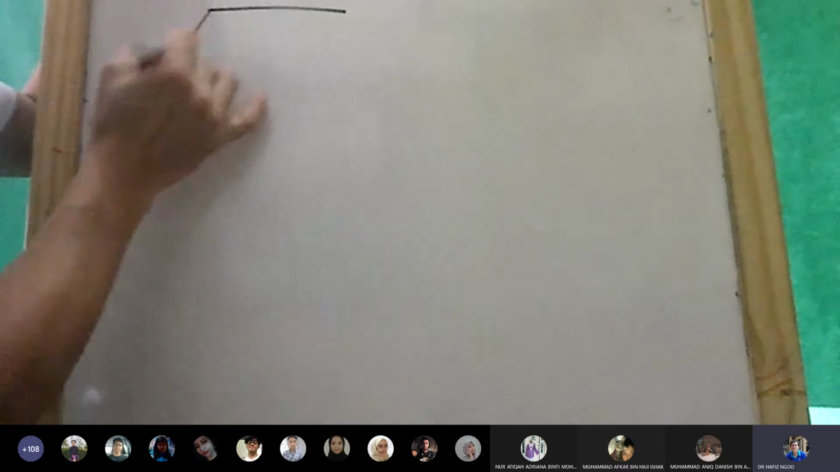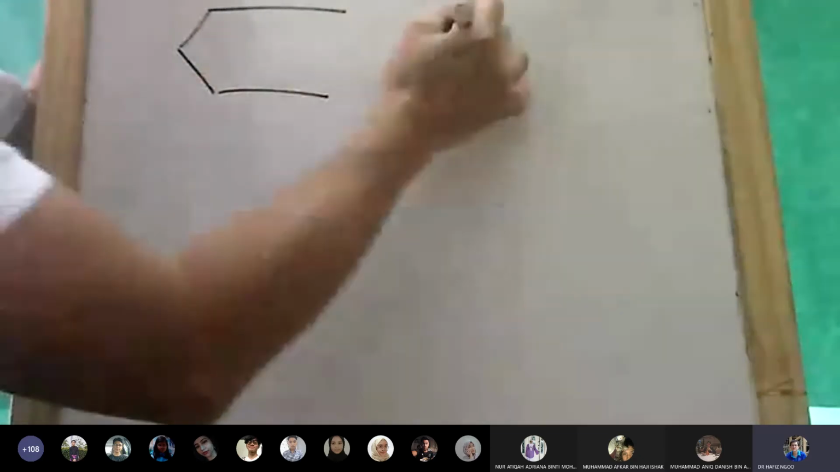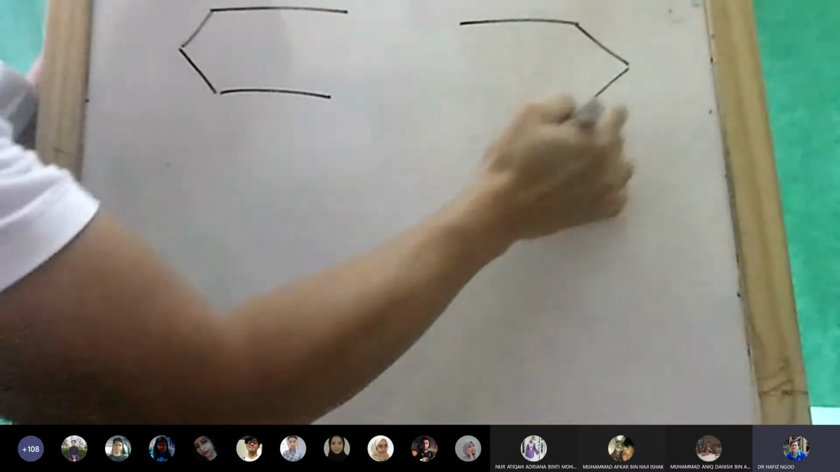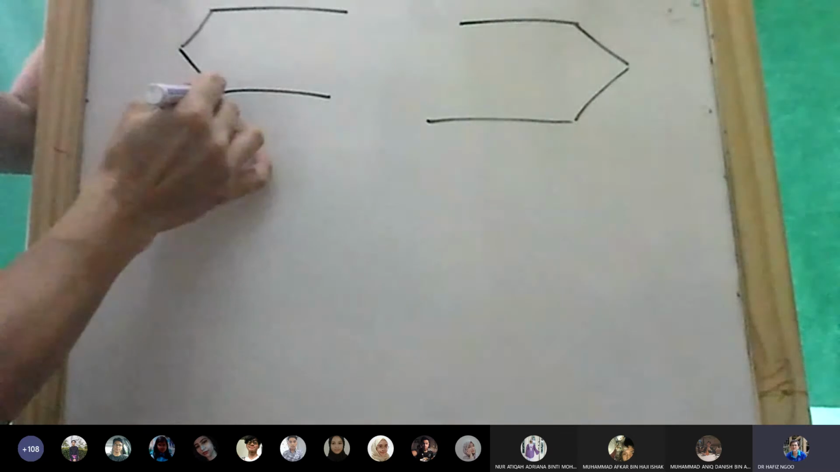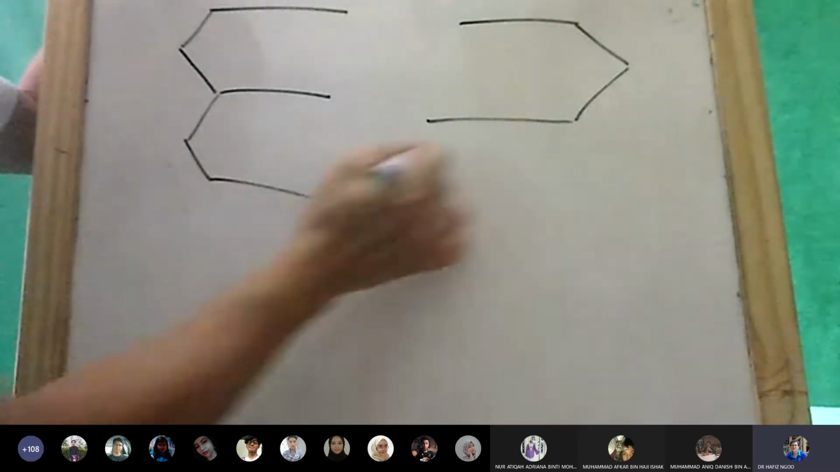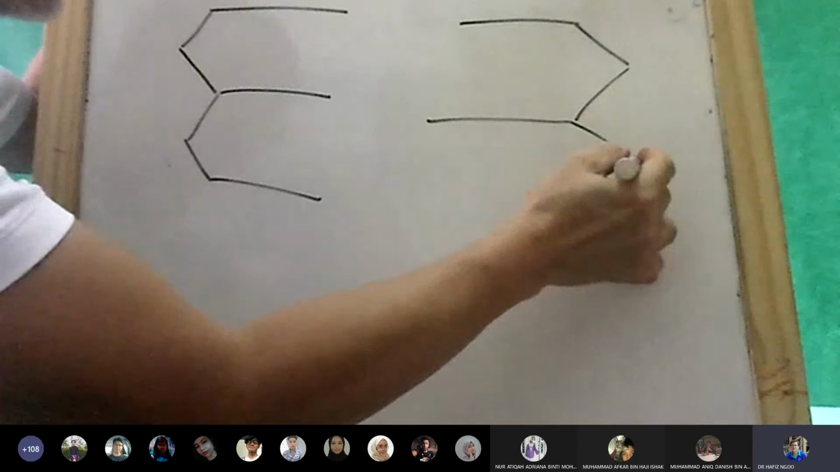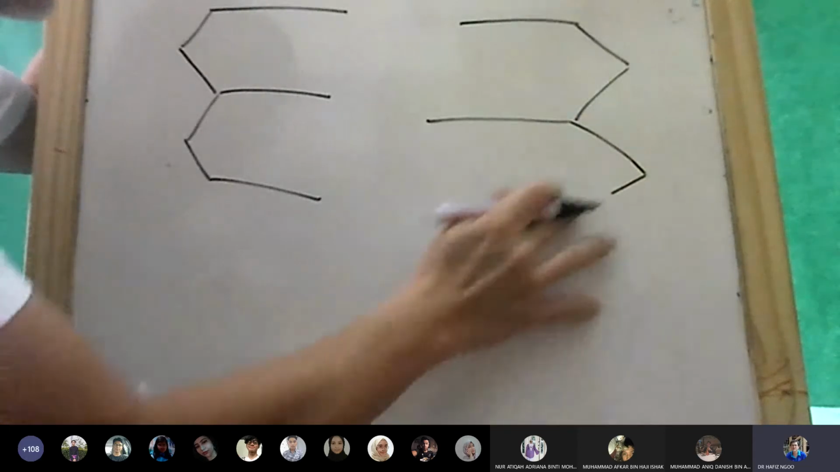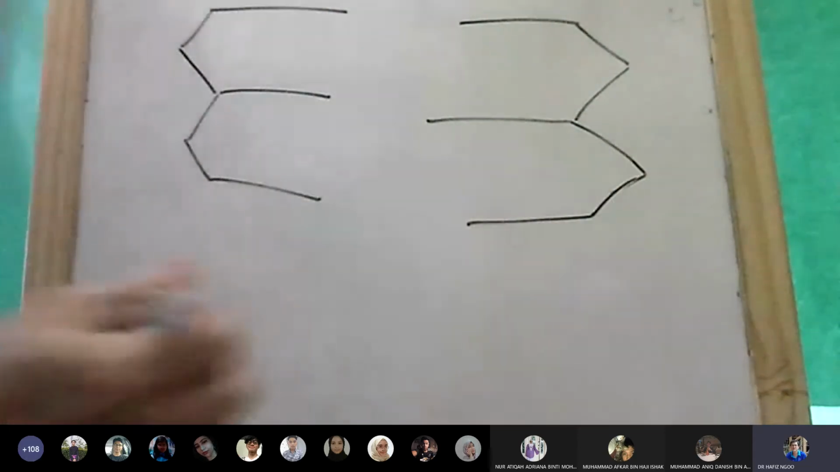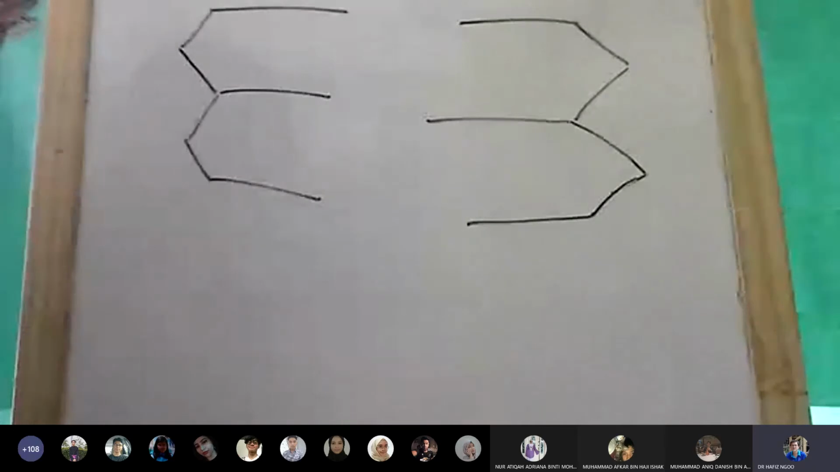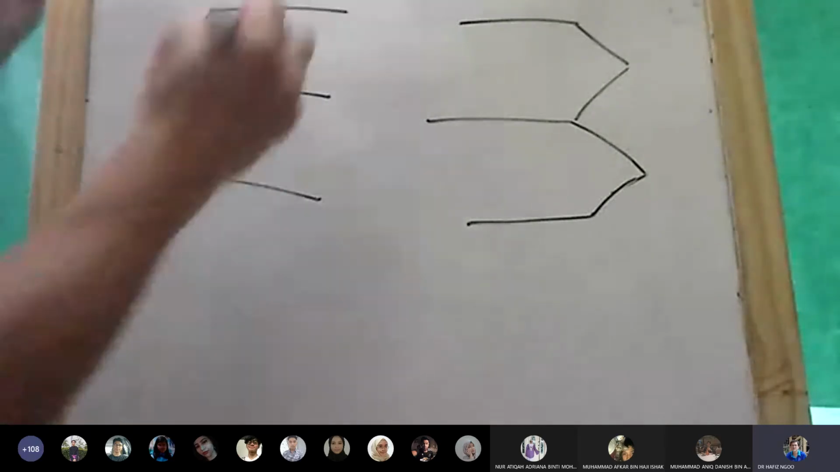Okay, so if we draw, this is the thin filament. Basically the thin filament. You can draw that, and then have another one. Then you can draw the thick filament.